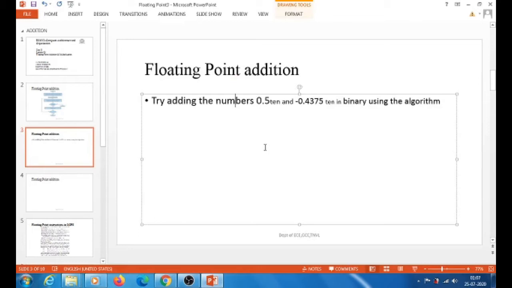Let us first look at the binary version of the two numbers in normalized scientific notation, assuming that we keep only 4 bits of precision. So we are taking the assumption that we are keeping only 4 bits of precision here. So 0.5 in base 10 can be represented as 1 divided by 2. So 1 divided by 2 can be represented as 1 divided by 2 power 1.